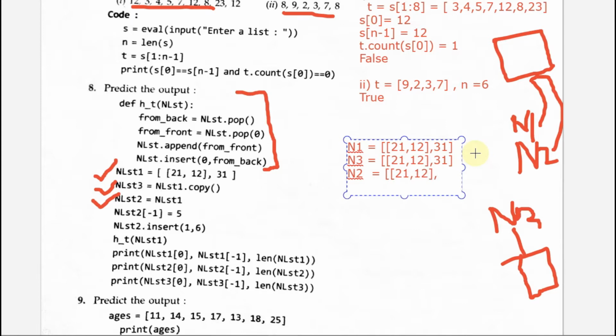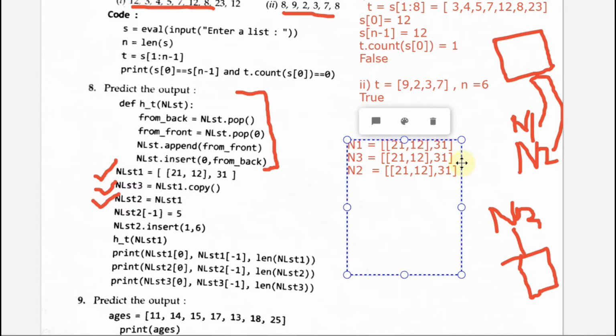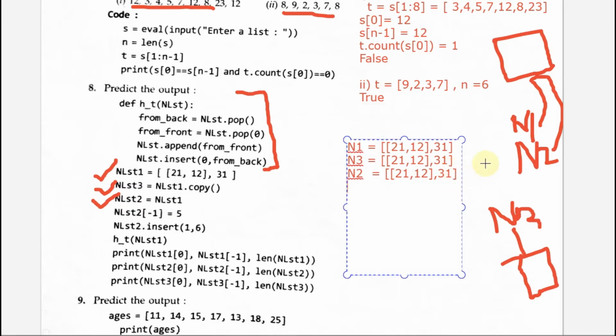So what happens in this case: if you are making any changes to the list N1, the N2 value will also get affected. If the N3 value is changed, nothing is going to get affected. If N2 is changed, the N1 value will also get affected, because both are pointing to the same value. Here, NLST2 of -1 equal to 5, which is the first assignment statement they have. They are trying to change the N2 list with the -1 value as 5.